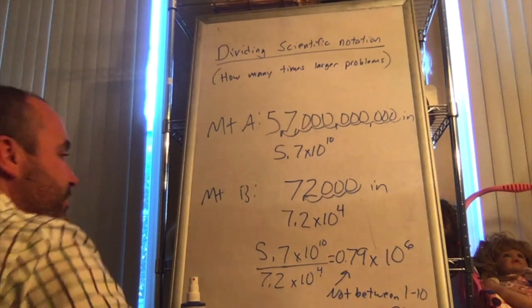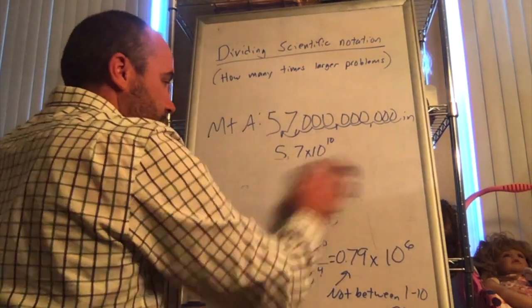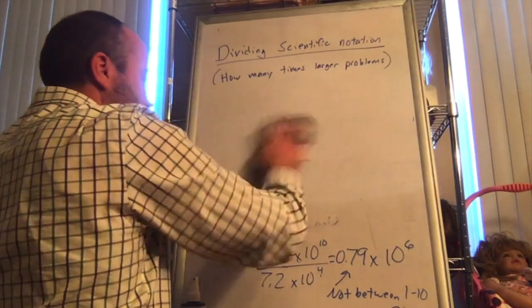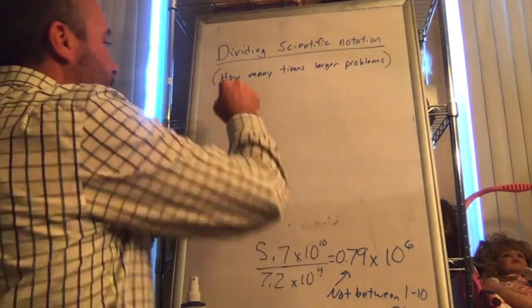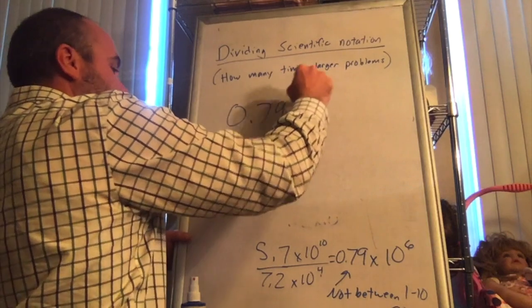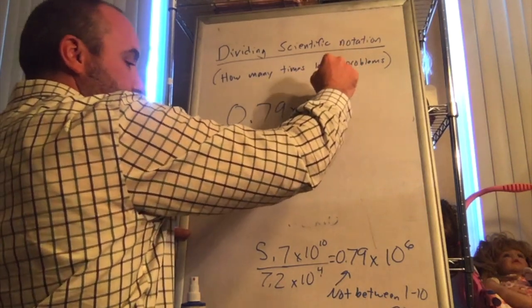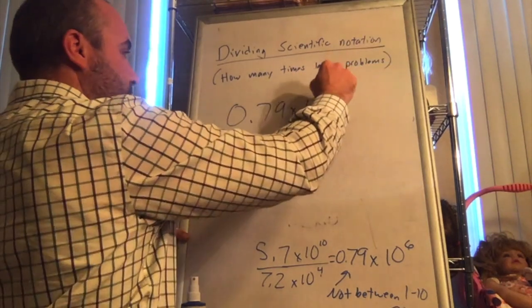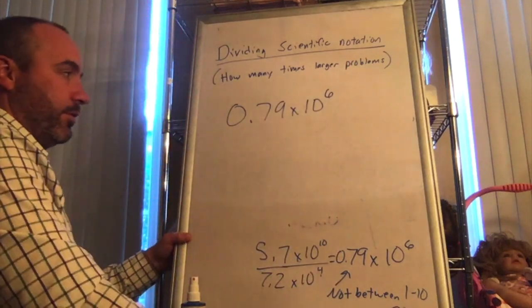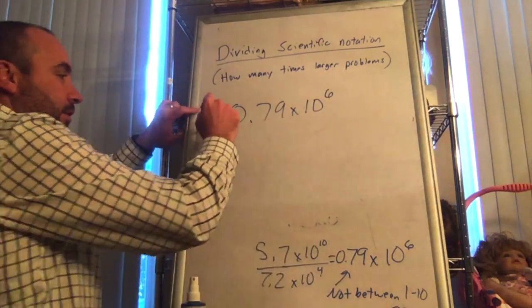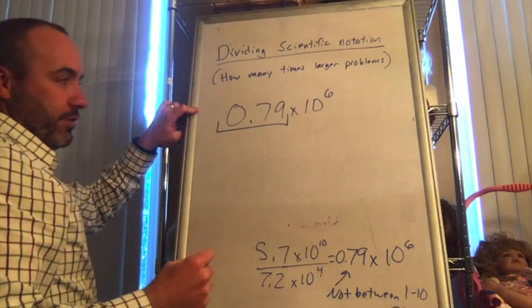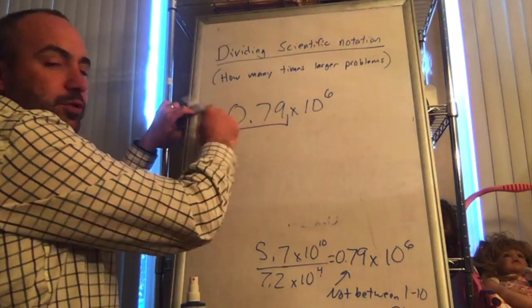And there's two ways to do this. I'm going to go ahead and erase those real quick. So I want to take 0.79 times 10 to the 6th power and change this into scientific notation. So one way to do it is change this into scientific notation. I know this number is smaller than 1.